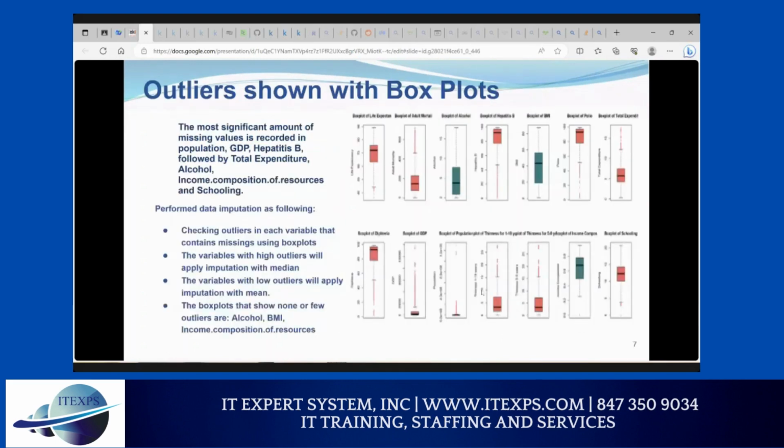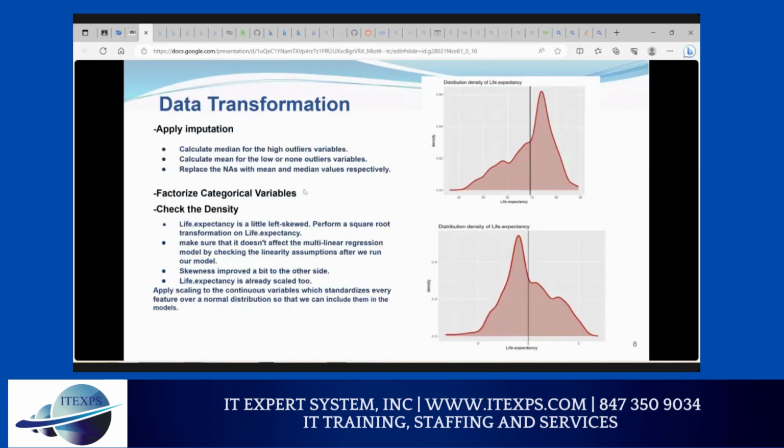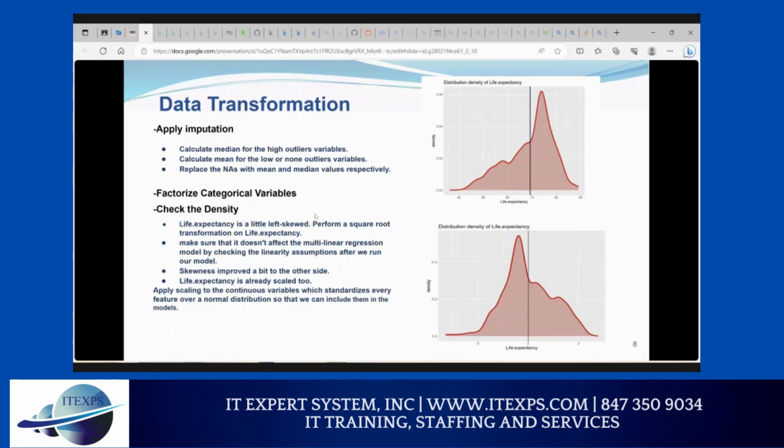Then using box plots, we found out where the outliers were. The most missing values again were in population, etc. So we transformed the data using imputation. We calculated medians for the high outliers and means for the low outliers, and changed them, and also replaced NAs with these mean and median values.